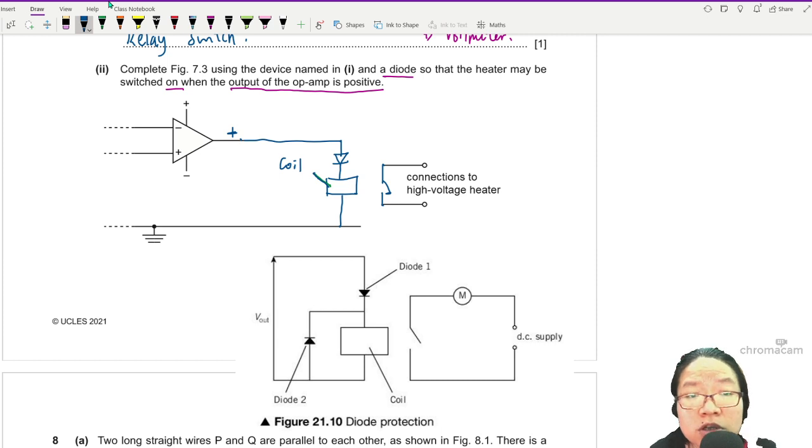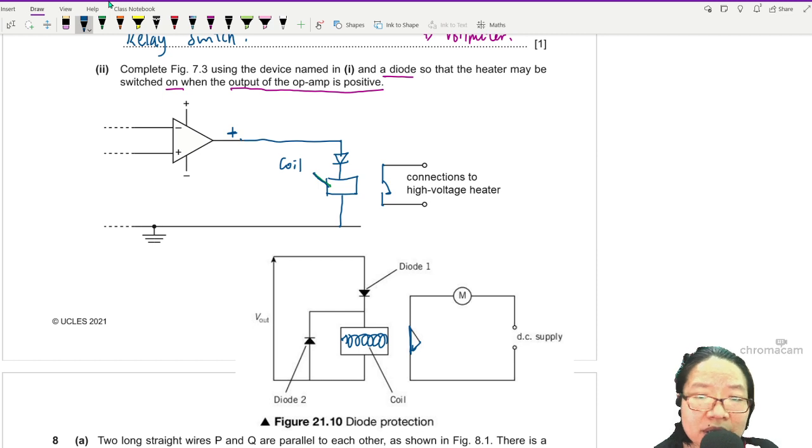Okay, so this coil is actually an electromagnet. This is actually a magnetic coil. They didn't draw it, but inside here there's a magnetic coil. So when current flows through the magnetic coil, it will attract this switch, and this switch will close, and then the motor will turn on, or the high voltage heater will turn on. So this is a coil.